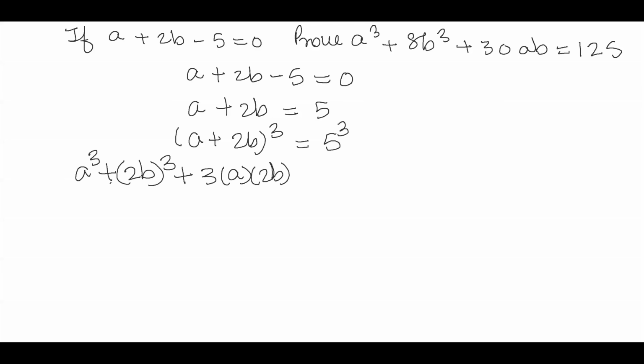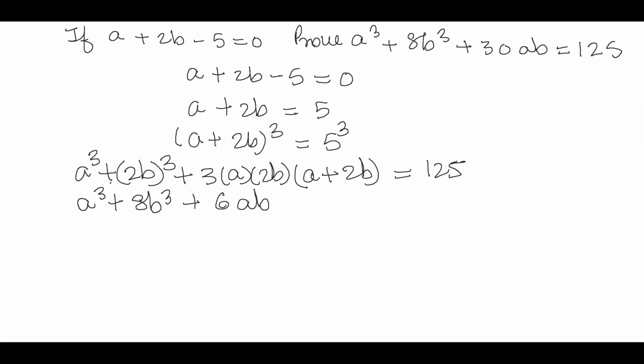This time I'm going to write all the steps into a plus b, that is a plus 2b, which is equal to 125. So now comes the simplification and the substitution part. So a cube will remain a cube. 2b the whole cube becomes 8b cube plus 3 into 2 becomes 6. So this is 6ab into a plus 2b.